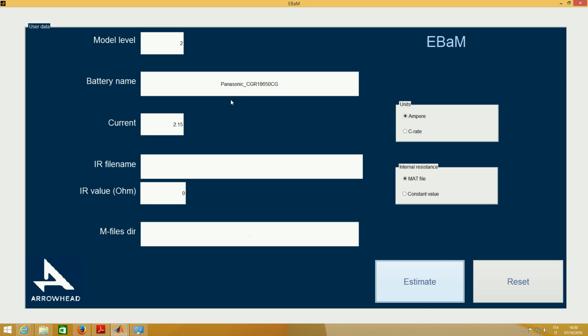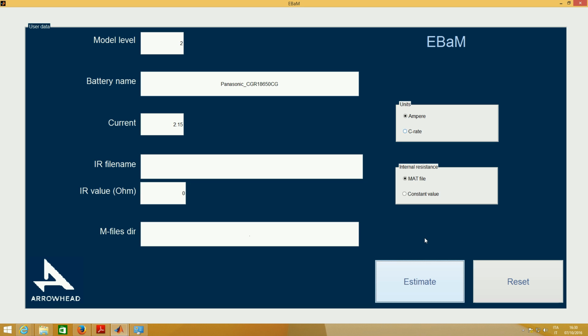Firstly, we estimate the performance of the Panasonic cell at a constant discharge current, that is 2.15 ampere. The tool allows setting the current in ampere or in C rate, which is a normalized value of the current with respect to the nominal capacity of the battery. In this case, 2.15 ampere is equivalent to 1 C.